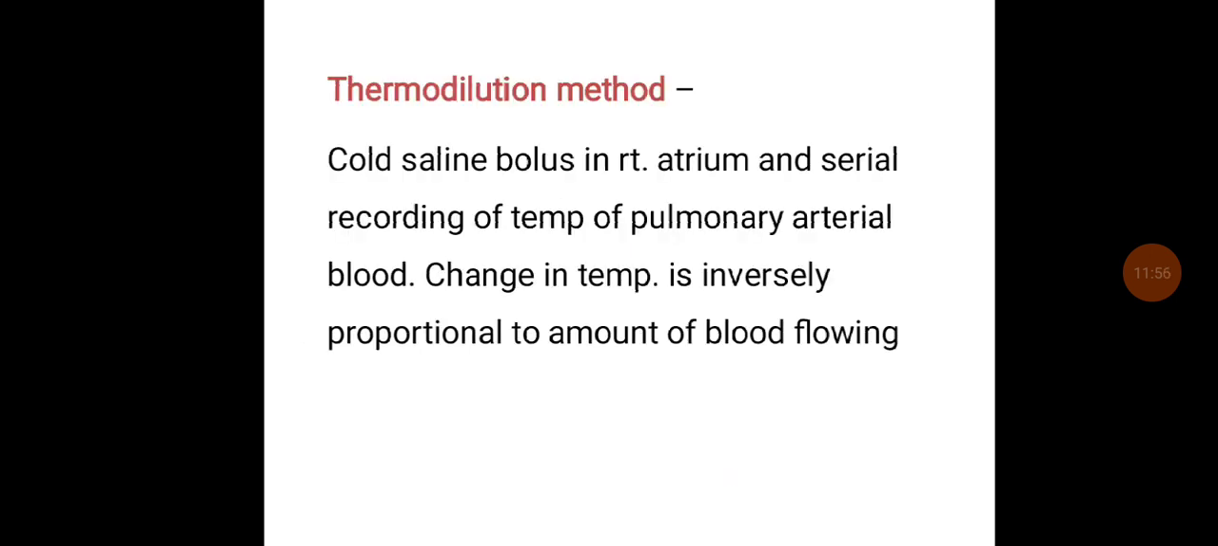The thermodilution method also similarly uses the Fick principle. The amount of heat released or utilized by a particular organ is equal to the arteriovenous difference of temperature times the blood flow. Okay, so here cold saline is introduced into the right atrium and serial recording of the temperature of the pulmonary arterial blood is done. So the change in temperature is inversely proportional to the amount of blood flowing.